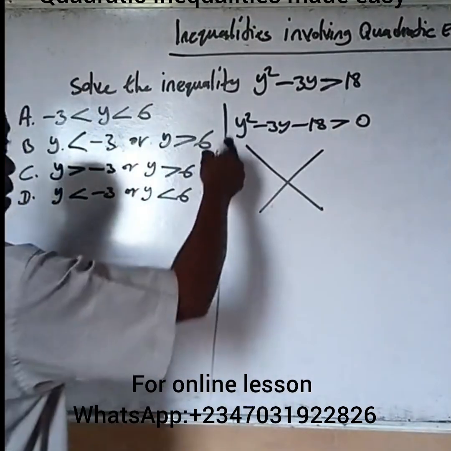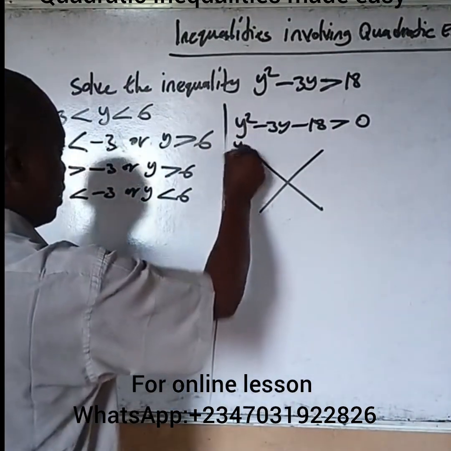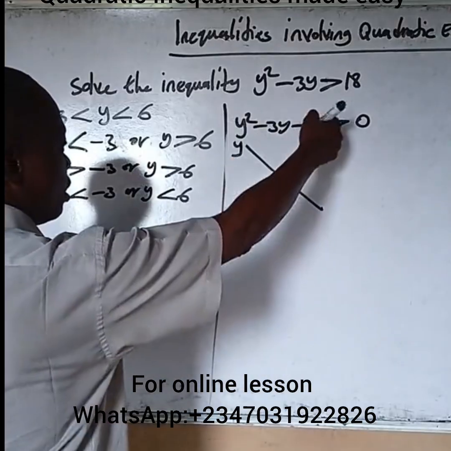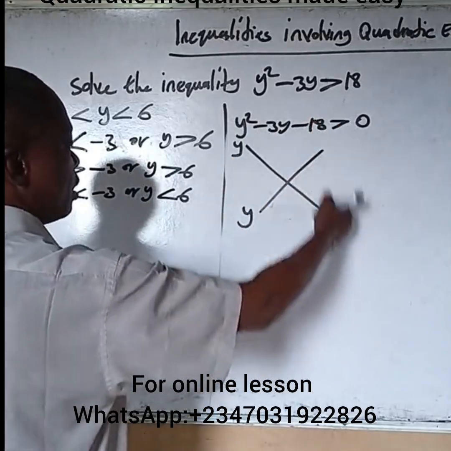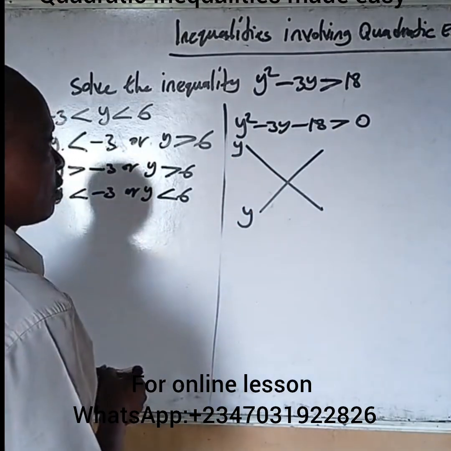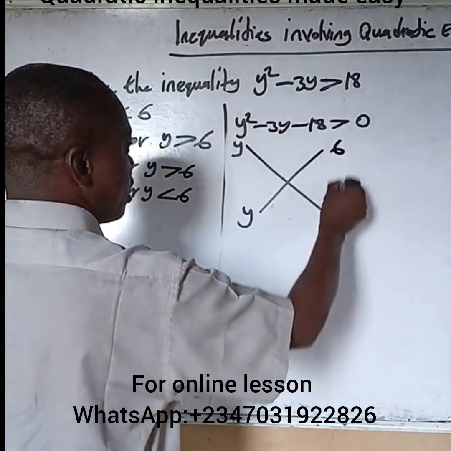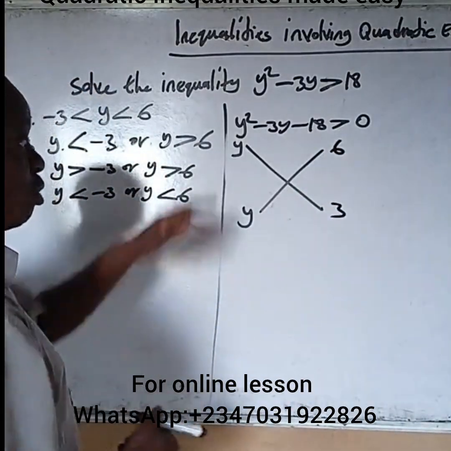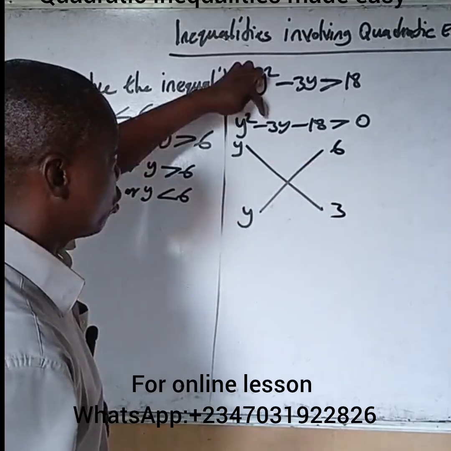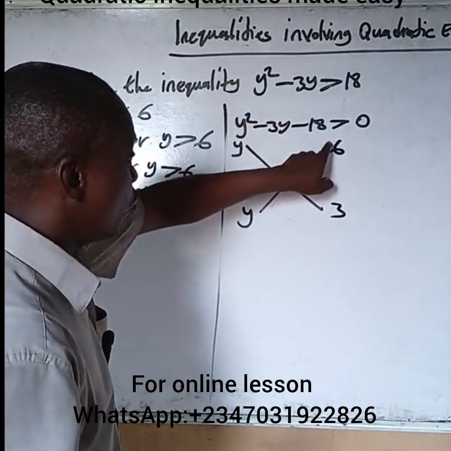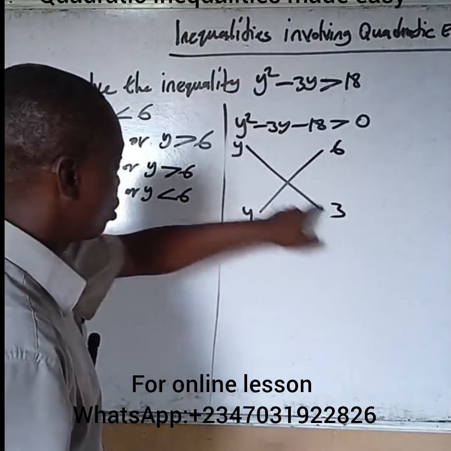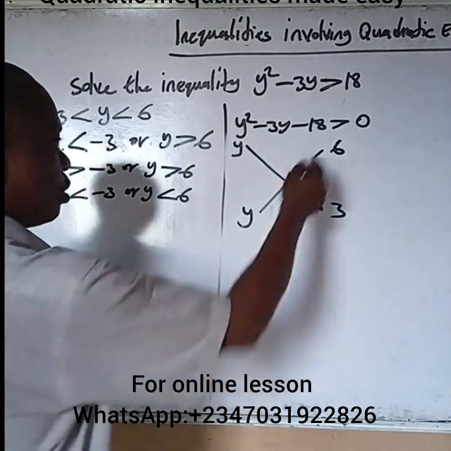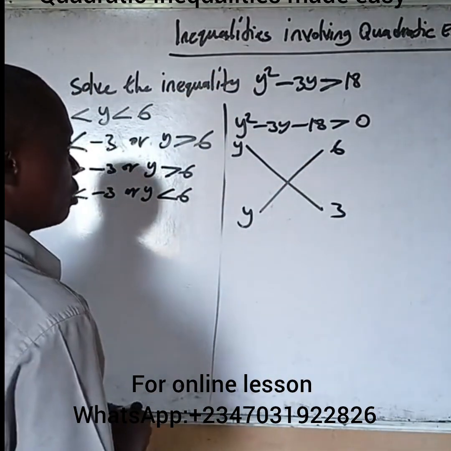Now, this is y squared. So y times y will give us y squared. So one will be here, one will be here. Now, the two numbers that multiply to get 18 are 6 and 3. 6 times 3 will give us 18. 9 times 2 will still give us 18. But for you to pick the right one here, you must consider when you add, the one that will give you this. So it's 6 and 3 that will do.